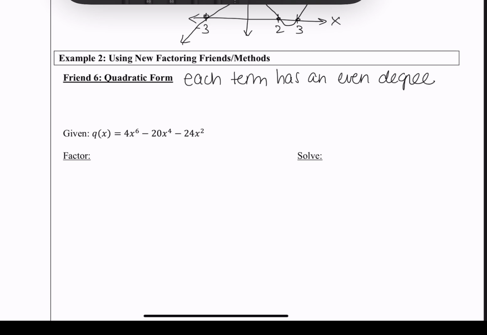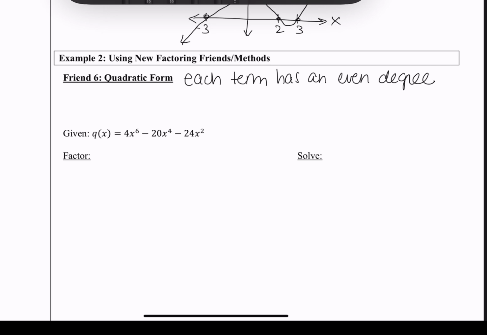And therefore, we can go back, we can revert kind of to our old factoring friends to help us out. So let's look at q of x. Every term in this polynomial has an even degree. A degree of 6, a degree of 4, a degree of 2. I am going to factor this using some of my old quadratic factoring friends.